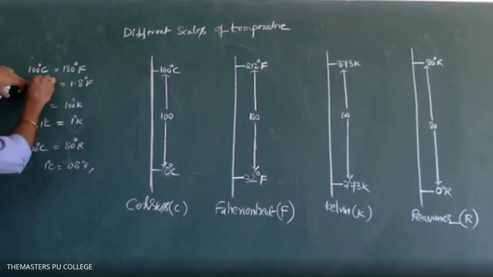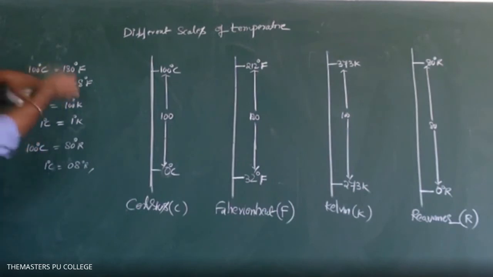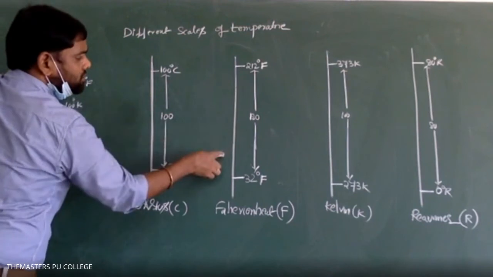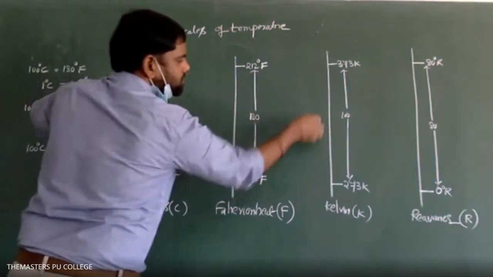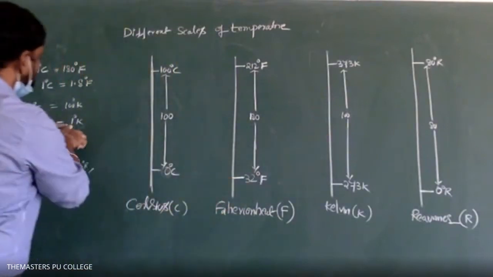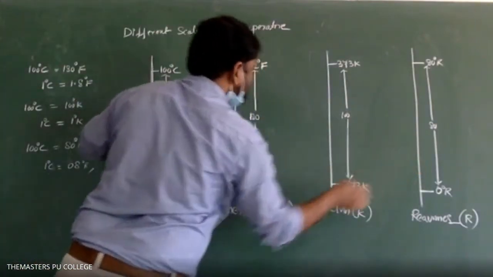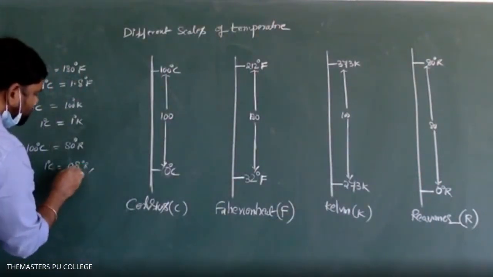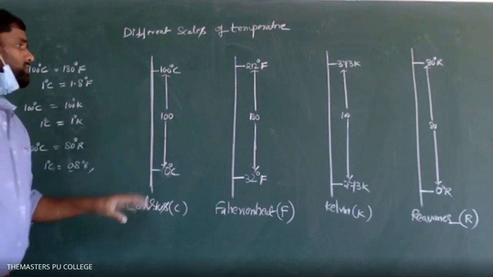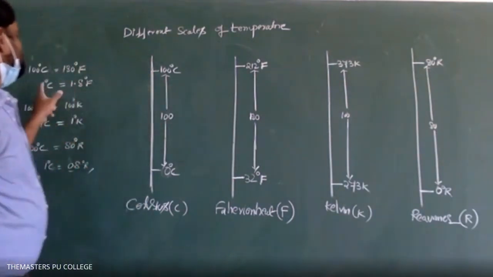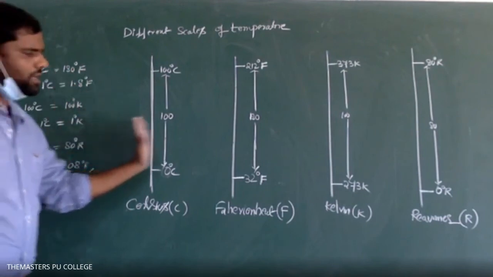So on the Celsius scale, if the temperature is raised by 1 degree Celsius, what must be the rise on the Fahrenheit scale? It will be 1.8 degrees Fahrenheit. And what must be the rise on the Kelvin scale? That is nothing but 1 degree Kelvin. What must be the rising temperature on the Reaumur scale? It must be equal to 0.8 degree. So these are the rising temperatures, and in further classes we can use these relations. Okay, so make a note up to here.